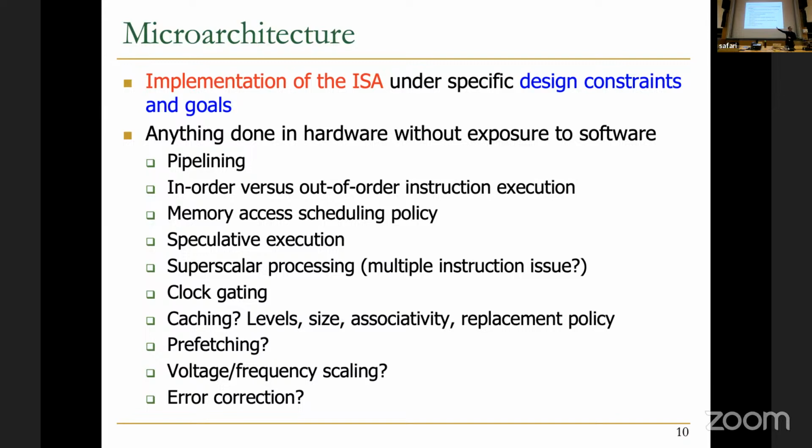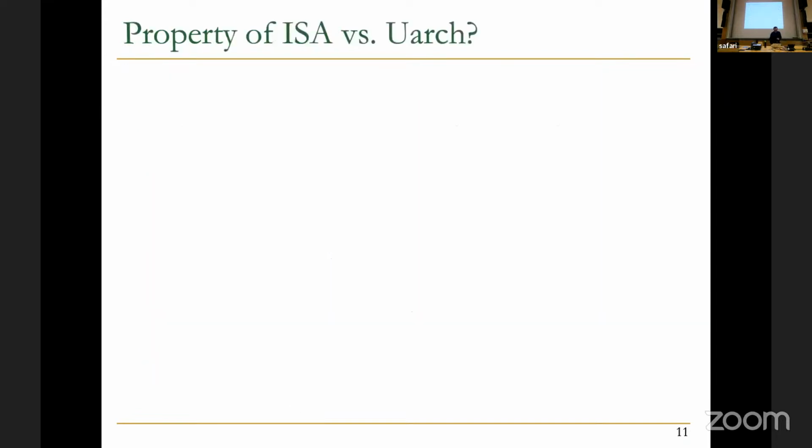That's why I think ChatGPT may not do very well in these things, because there are some architectures that actually expose some of these things to the programmer. Okay, but let's have some fun. I'm going to ask you whether the following things on this slide are a property of the ISA or the microarchitecture, at least in the general case.